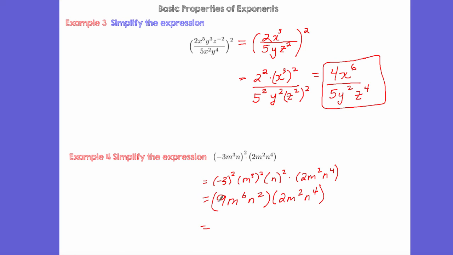Okay, so 9 times 2 is 18. M to the sixth times m squared is m to the eighth, right? Multiplying two numbers with the same base, add exponents. N squared times n to the fourth is n to the sixth.